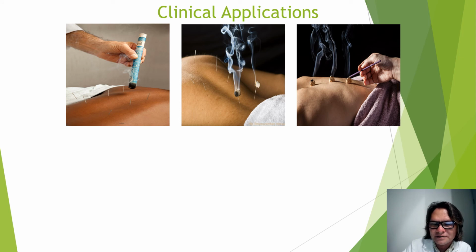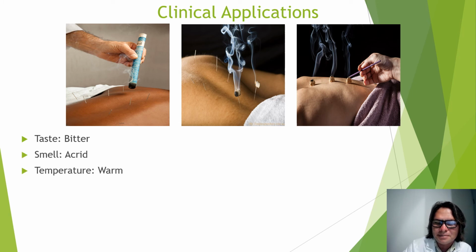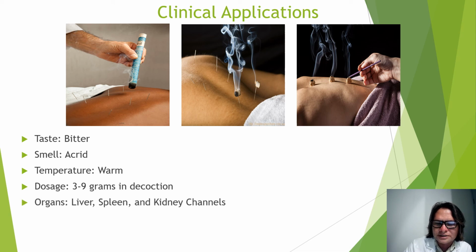And here are the clinical applications of moxa. There's the moxa stick, moxa applied to the acupuncture needles, and then moxa applied directly to the meridians or acupoints. The taste is bitter. The smell is acrid. The temperature is warm, obviously. Dosage is 2 to 9 grams in decoction, and so that's, I think, when they make a herbal formula for it, but in this case, it doesn't really apply to the sticks or applying to the skin or even the needles. And it affects the liver, spleen, and kidney channels.